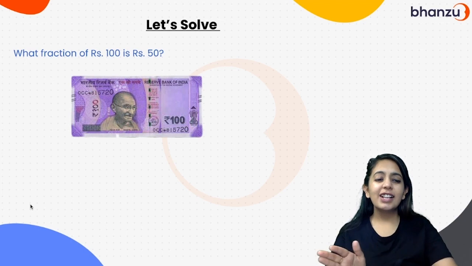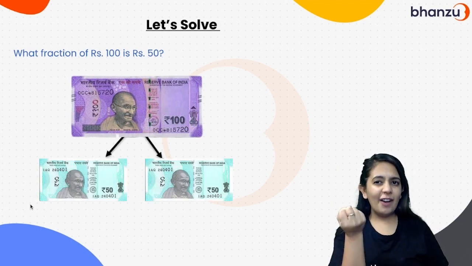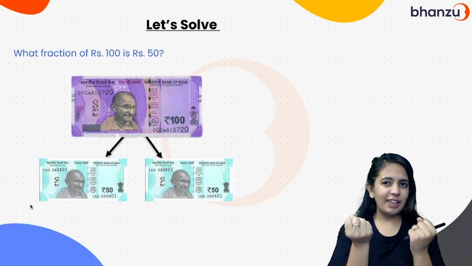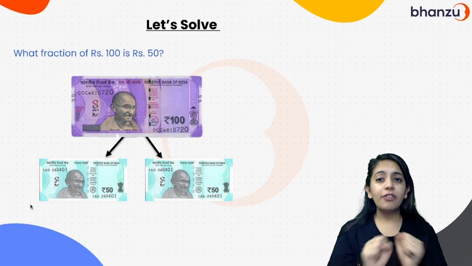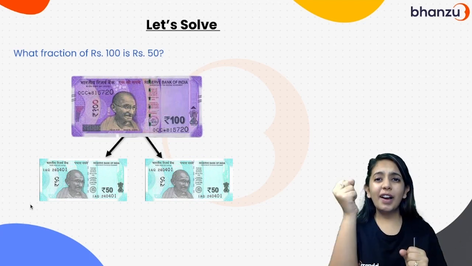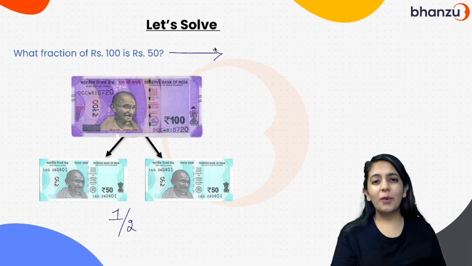And here it is. So tell me, what fraction of rupees 100 is rupee 50? Now I have rupee 50 in this hand, rupee 50 in this hand. The total money that I have is 100 rupee. So what part of 100 rupee is 50 rupee? It's 1 out of 2, right? Just 1 note out of 2 notes. This is one way. Now what is the other way?